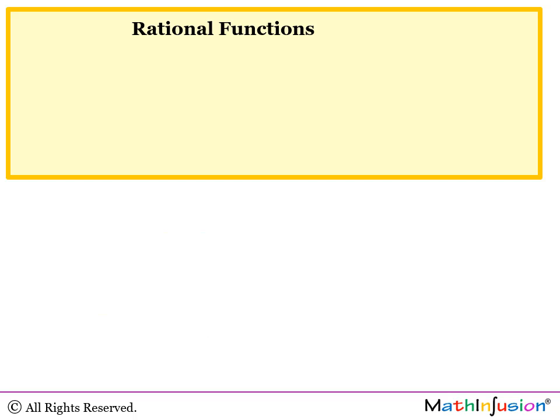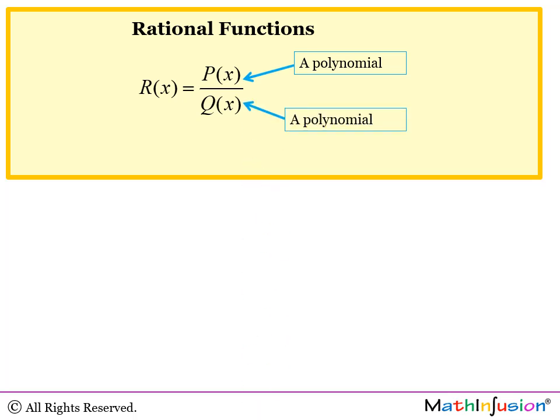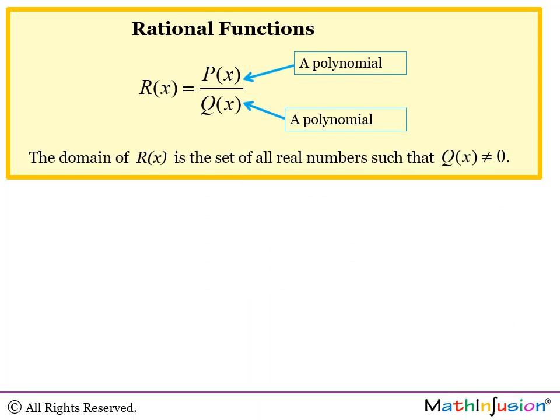Rational functions. Rational functions are functions that are written as a polynomial over a polynomial. The domain of R(x), a rational function like this, is the set of all real numbers such that Q(x) is not 0.